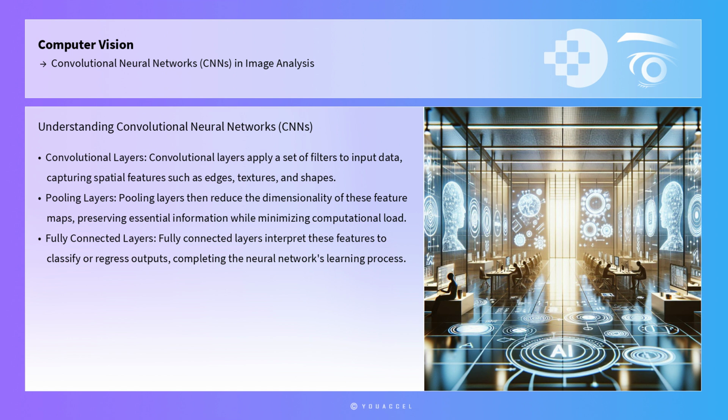Convolutional layers apply a set of filters to input data, capturing spatial features such as edges, textures, and shapes. These filters slide over input images to produce feature maps that highlight specific patterns. Pooling layers then reduce the dimensionality of these feature maps, preserving essential information while minimizing computational load. Finally, fully connected layers interpret these features to classify or regress outputs, completing the neural network's learning process.